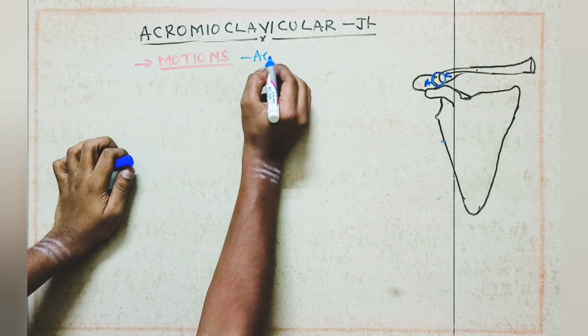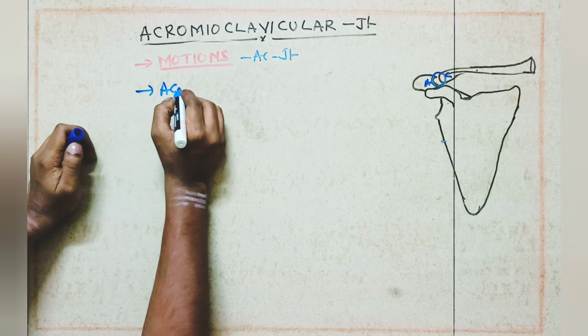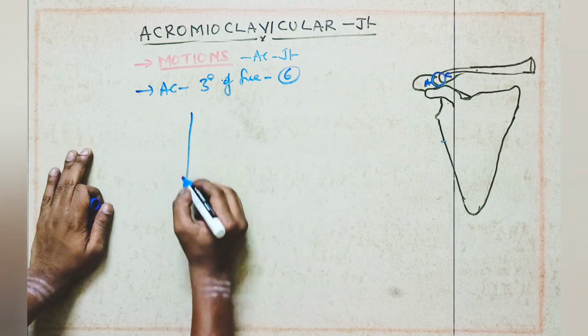Movements of the acromioclavicular joint. As we discussed earlier, this acromioclavicular joint has 3 degrees of freedom, so a total of 6 movements will be there.